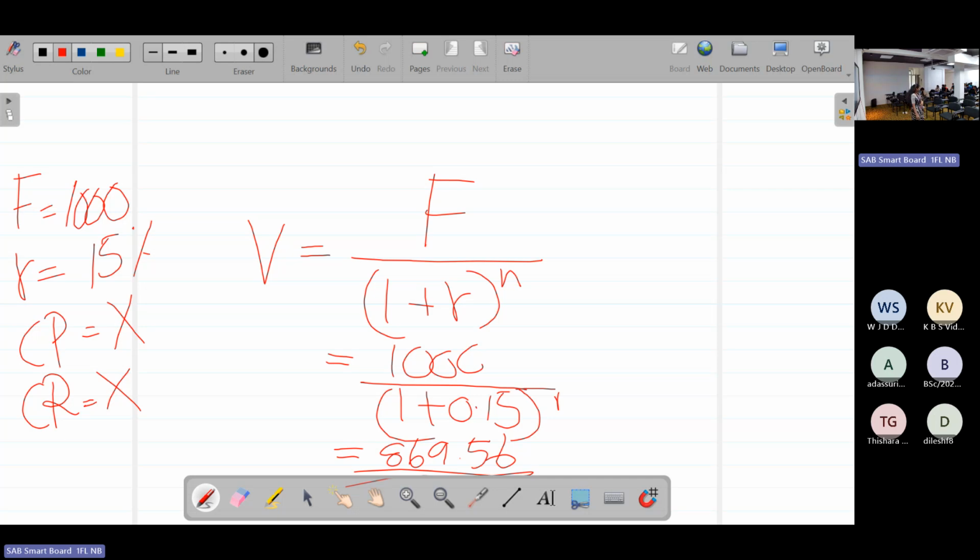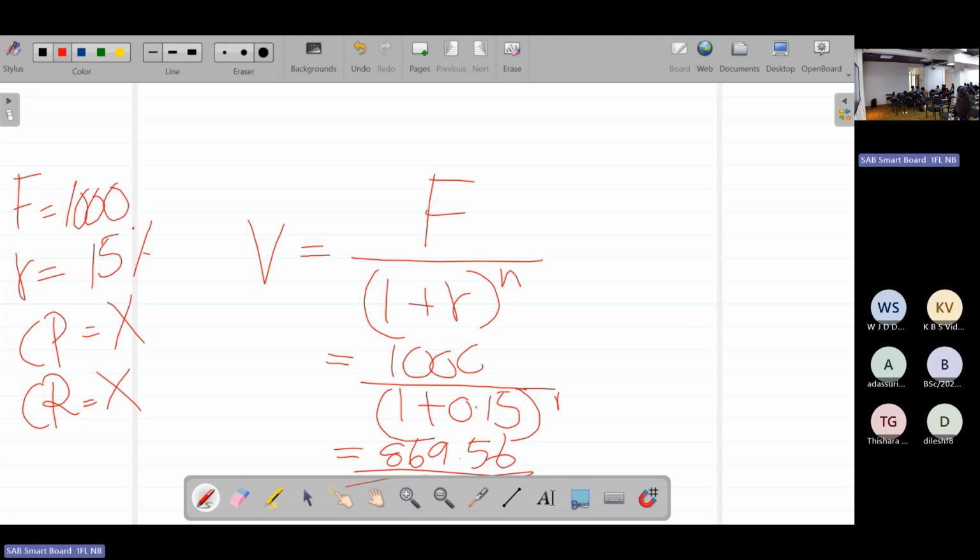What happened in the market? The value is 869, but it's trading at 800 rupees. It's underpriced in the market, because while the value is high, it is trading at a low price. Do we need to purchase the bond as the investor? Yes or no? Yes, exactly. Why? The value is 869. It's trading at 800. We need to purchase the bond.